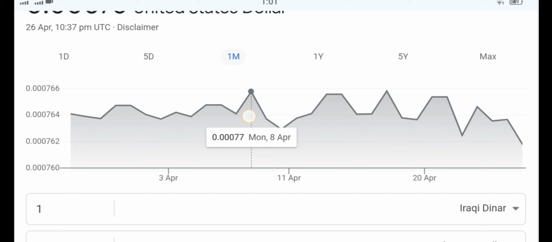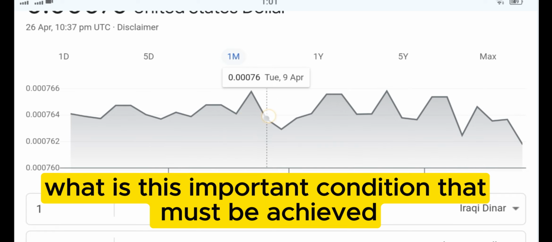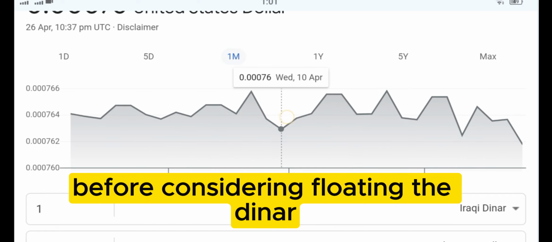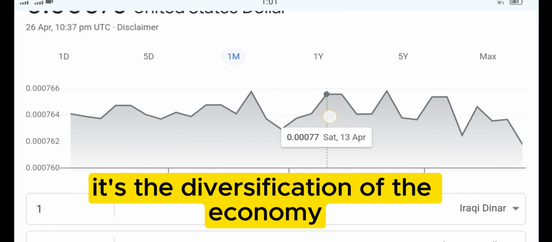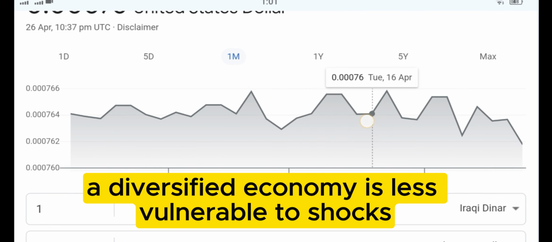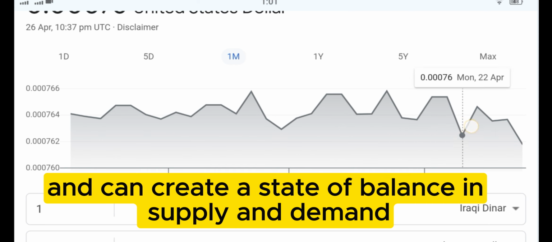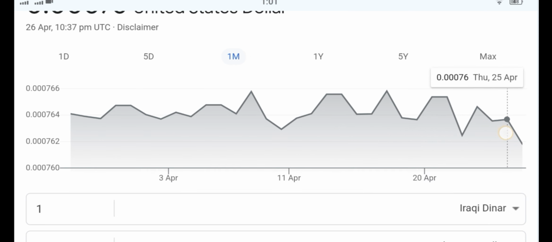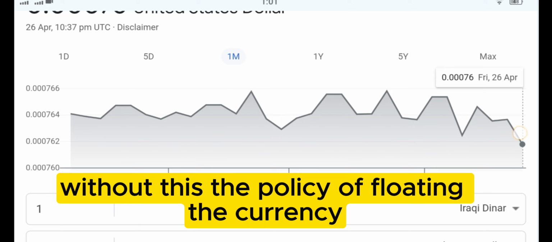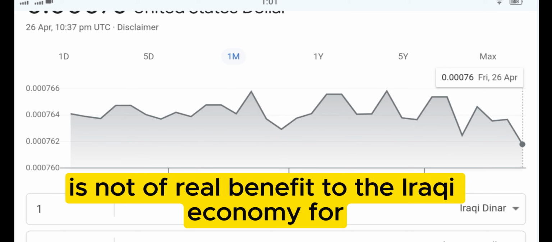So what is this important condition that must be achieved before considering floating the dinar? It's the diversification of the economy. A diversified economy is less vulnerable to shocks and can create a state of balance in supply and demand. Without this, the policy of floating the currency is not of real benefit to the Iraqi economy.